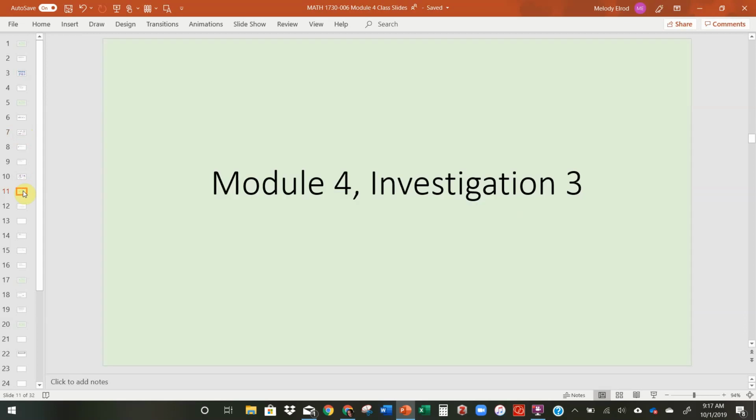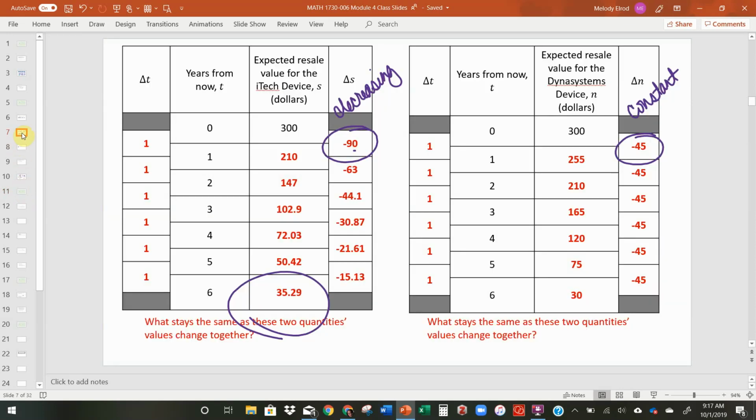And then we're going to move into Investigation 3 and talk a little bit about the formation of an exponential equation or an exponential function. And then what I'm going to ask you to do is to do a little bit of work on your own to turn in as prep work for Wednesday morning. So here's what I'd like to have happen. I would like to start with this ITEC versus Dynasystems thing.